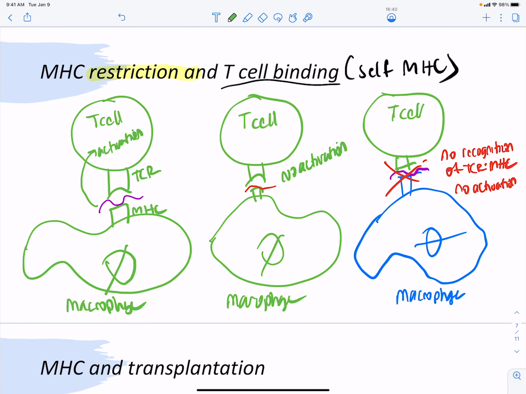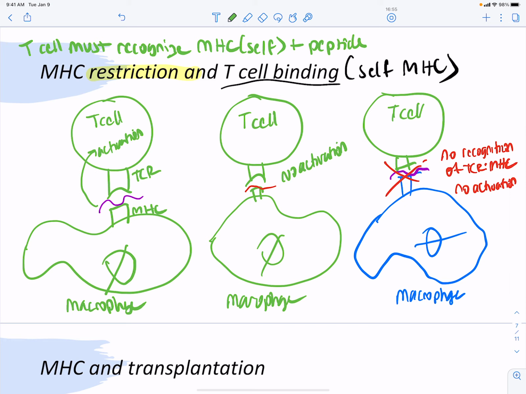So the T cell must recognize the MHC as self plus the peptide as foreign. And then both of those together is activation. Now, of course, sometimes the peptide is self and you get autoimmunity, but that's not quite what we're talking about here.